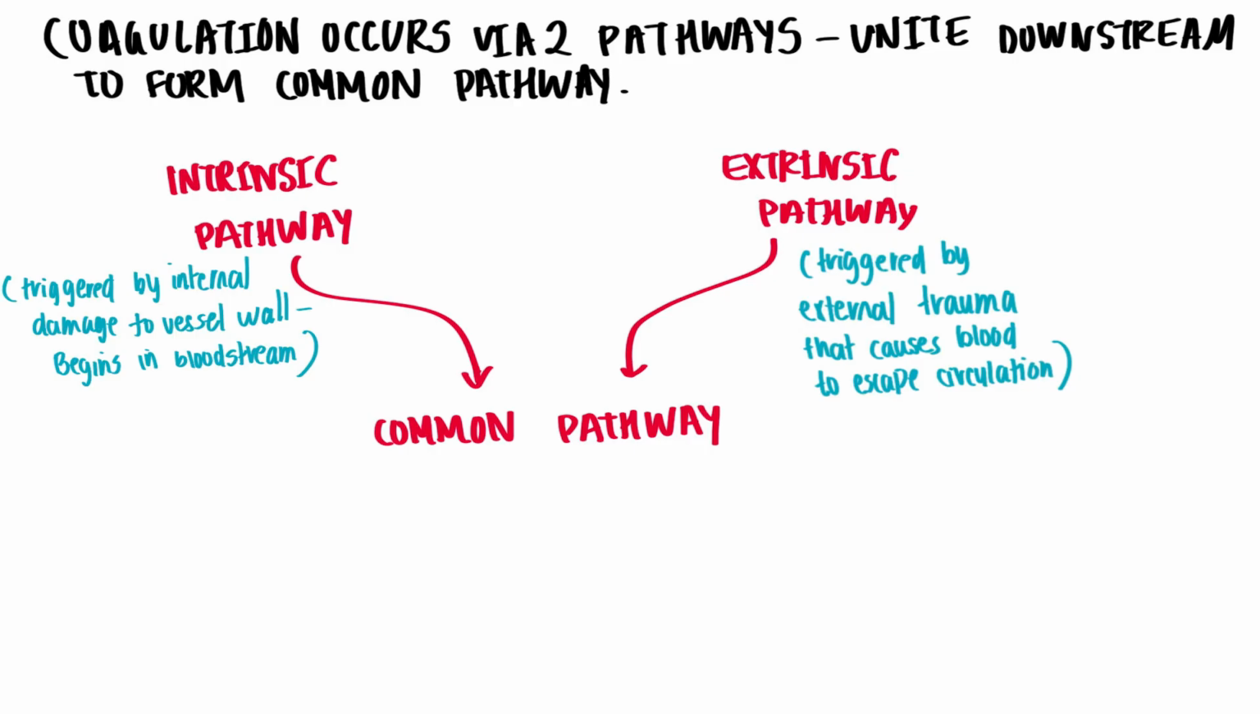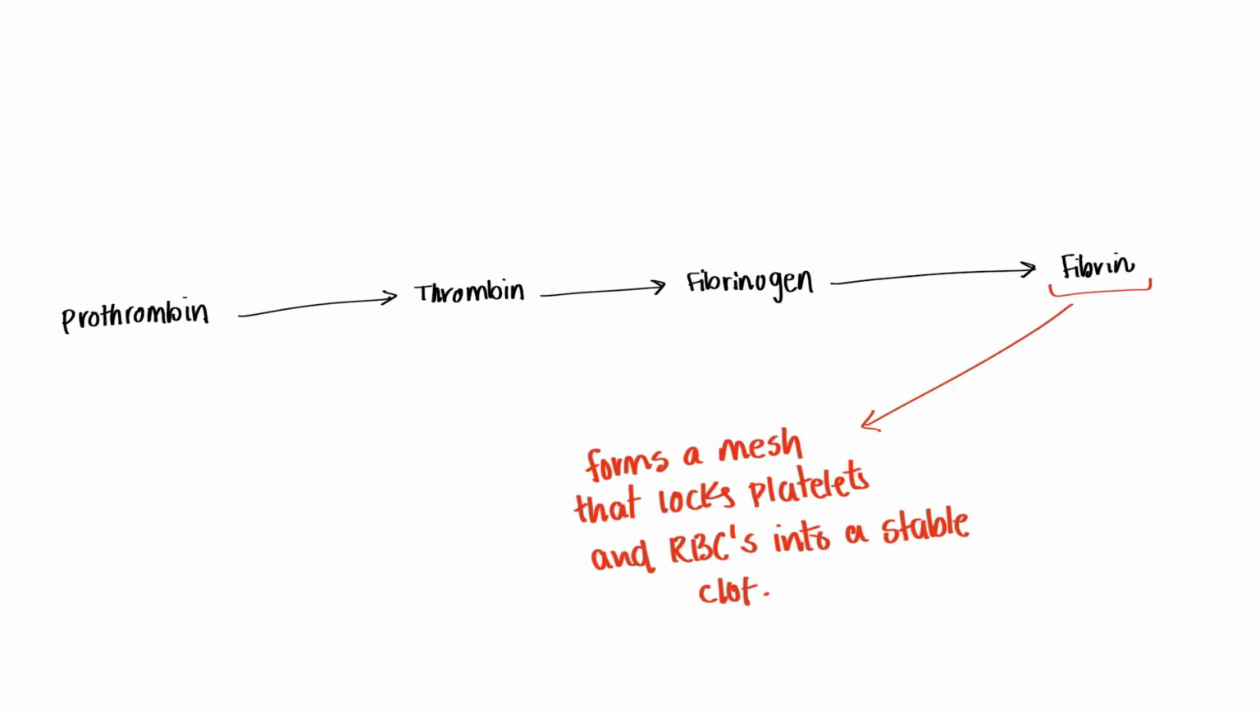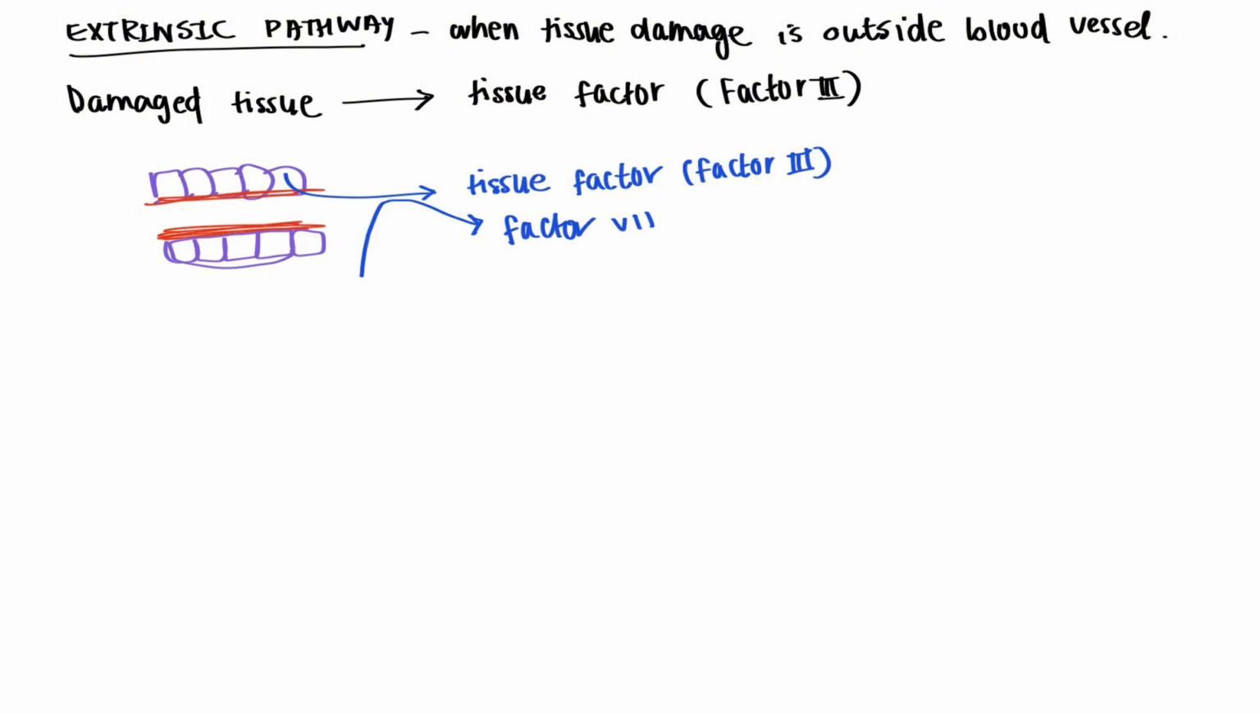Coagulation occurs through two pathways, the extrinsic pathway and the intrinsic pathway, which converge at the common pathway. The extrinsic pathway is triggered by tissue damage outside the blood vessel. Damaged tissue releases tissue factor, also called factor 3. Tissue factor combines with factor 7A to form a complex that activates factor 10 into factor 10A.